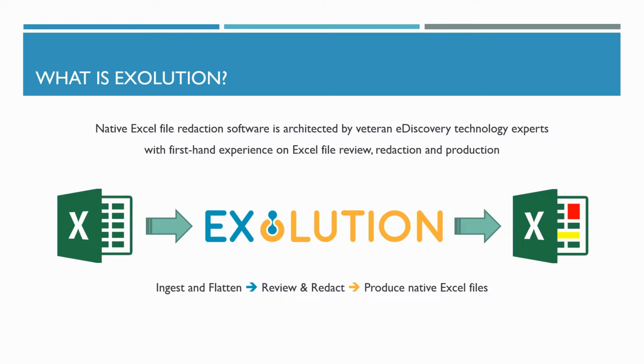Exolution is native Excel file review and redaction software architected by veteran electronic discovery technology experts. An Excel file is very complicated. It has a lot of ways to hide data. It supports internal passwords, so a user can hide some content and apply a password so that reviewers cannot see it. And it always leaves a possibility of something going to opposing counsel without going through the eyes of reviewers. That's why sometimes reviewers are afraid of redacting native files.